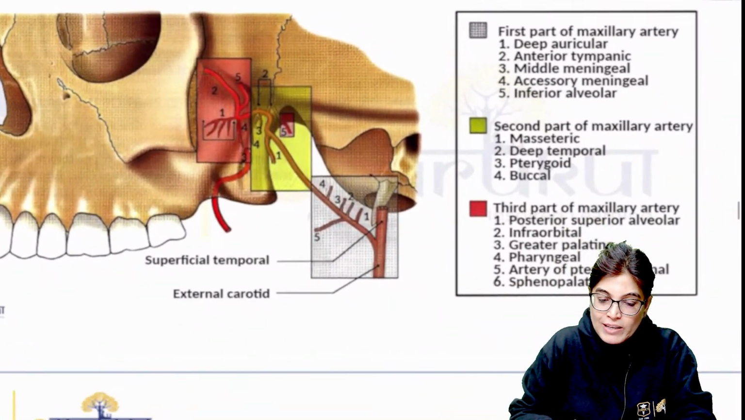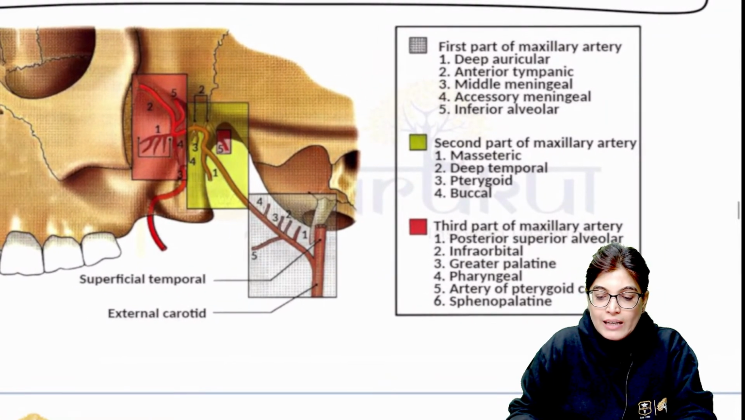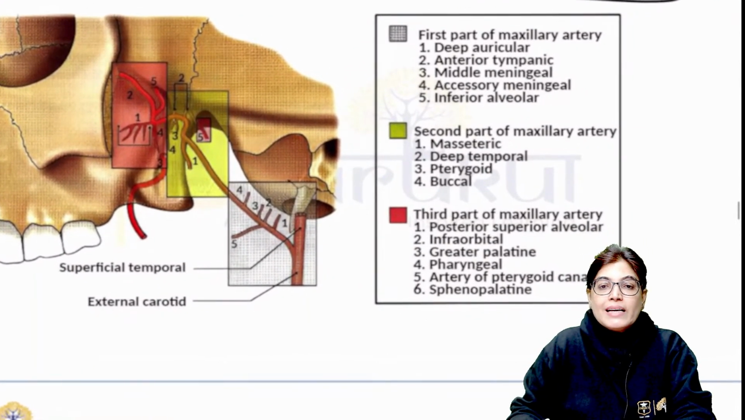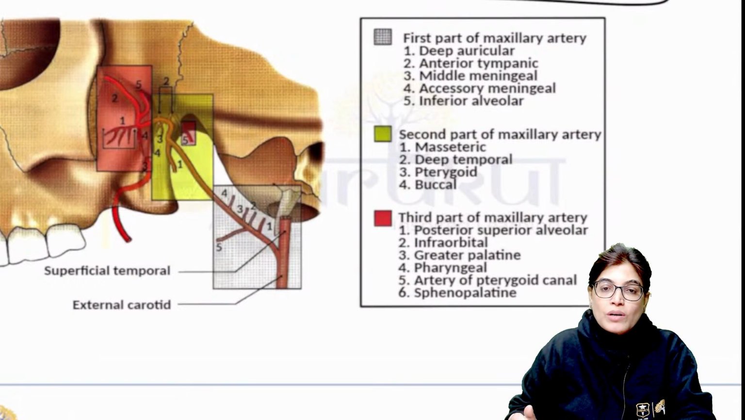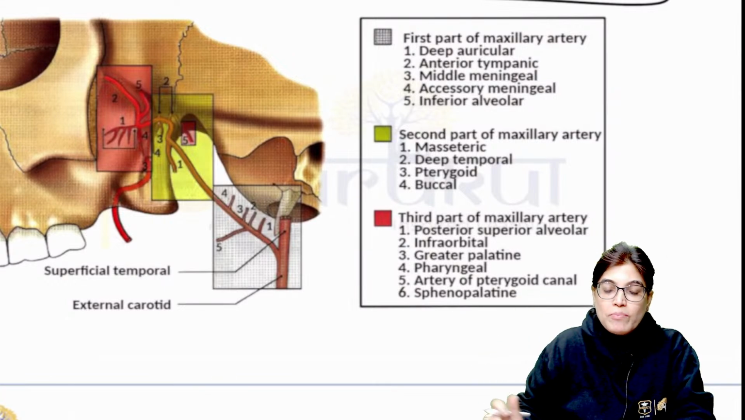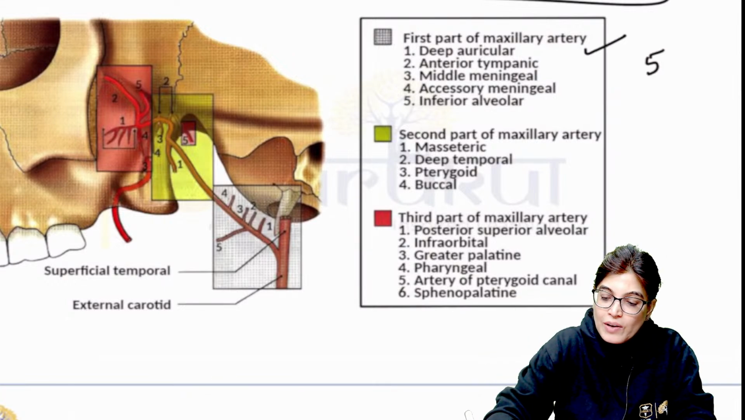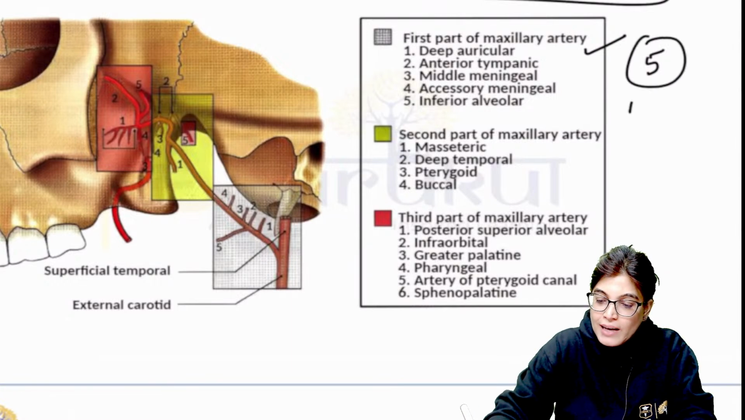If you see this image, you can clearly appreciate that the maxillary artery is an important content of the infratemporal fossa. When the deep dissection of the infratemporal fossa is done and the lateral pterygoid muscle is visualized, we can see the lateral pterygoid muscle, the key muscle of the infratemporal region, dividing the maxillary artery into 3 parts. The first part of the maxillary artery is giving 5 branches, and you can remember them by the mnemonic MADA.